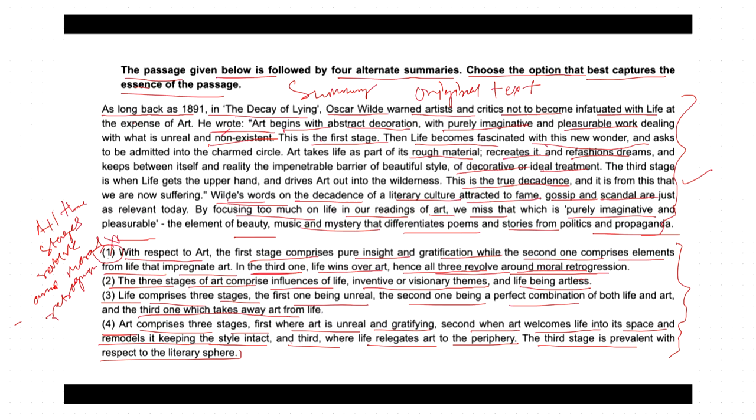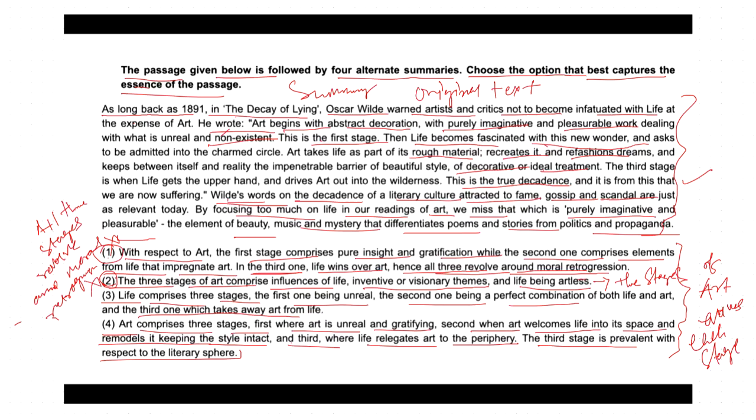Look at option two. Option two points out that the three stages of art comprise influence of life, inventive or visionary themes, and life being artless. Again, if you observe option two, it comes with an error. It simplifies and misrepresents the stages of art described in the passage. It doesn't accurately reflect the passage's discussion of how art evolves in its relationship with life and the consequences of each stage. The description of life being artless is not a key element discussed in the passage, so option two is also considered wrong.